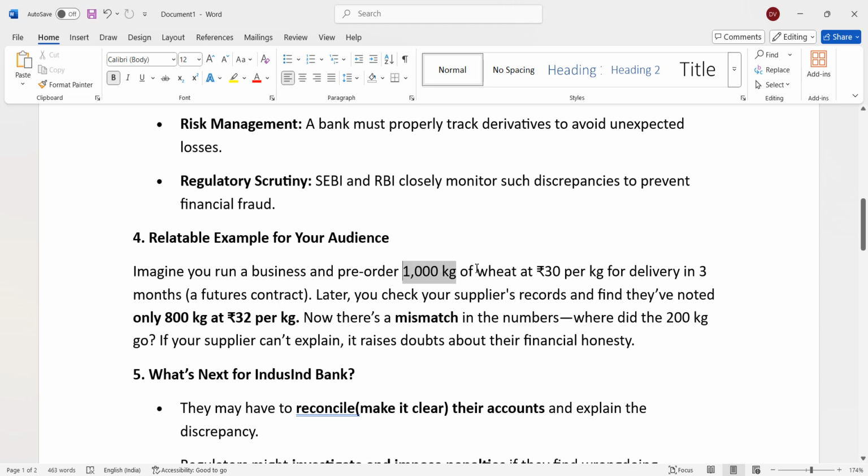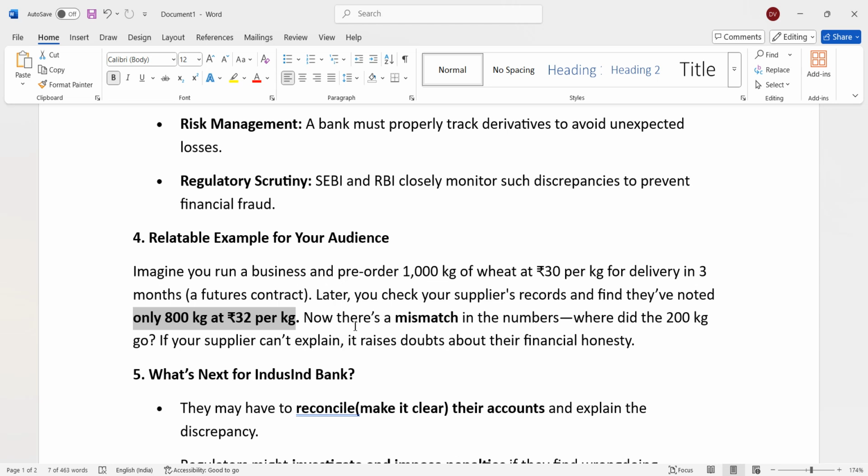So the actual thing that happened is this: 30 kg of wheat for 30 rupees. Okay, this should be in the records. But in the Indusland Bank, this is for example purposes, it is showing 800 kg for 32 rupees per kg. So there is a mismatch between what actually happened and what is written. This is what is causing the issue in the Indusland Bank, and the management has found this issue.